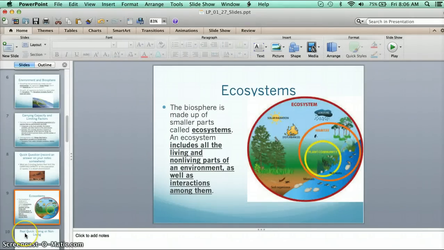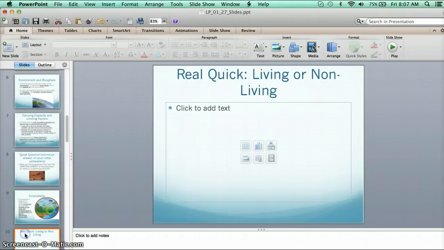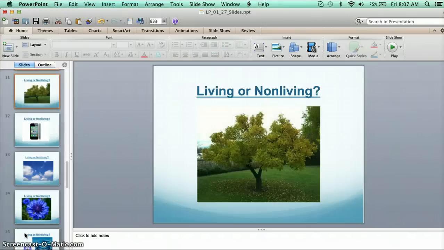Okay, so I want to just make sure we understand the difference between a living thing and a non-living thing, because sometimes it gets confusing, and that's going to be an important part of this unit. So on your notes sheet somewhere, just record really quickly if the following items are living or non-living, and we'll go over the answers at the end. Okay, so the first thing is this tree. Is it living or non-living? Just write it down quickly on your notes sheet.